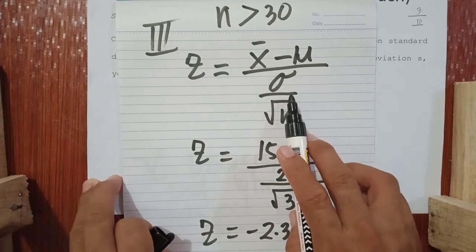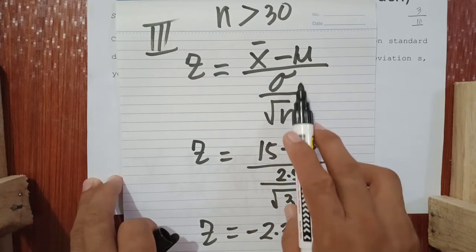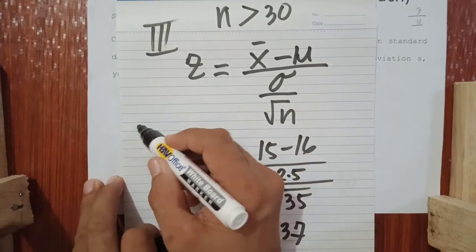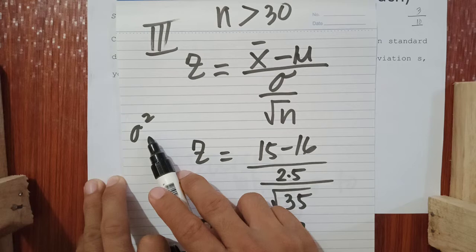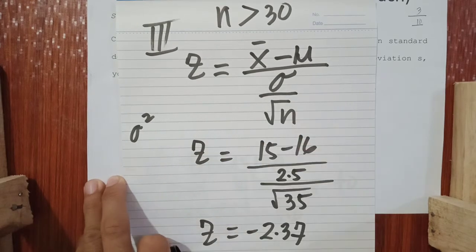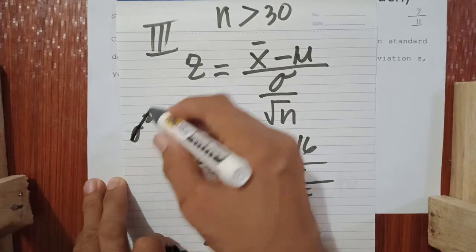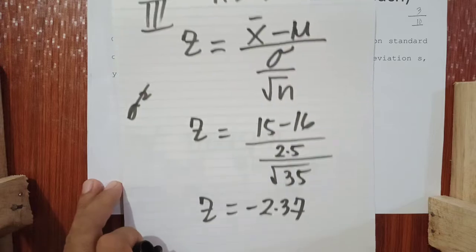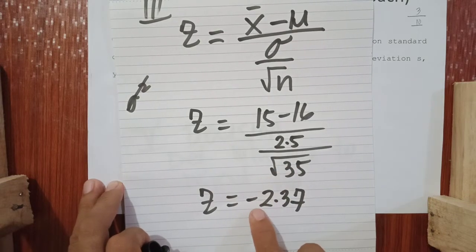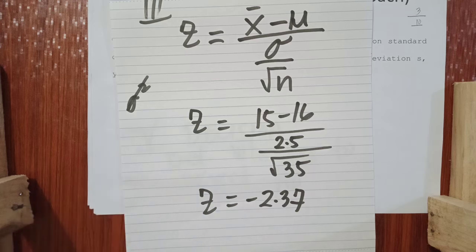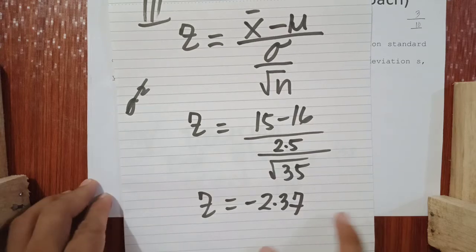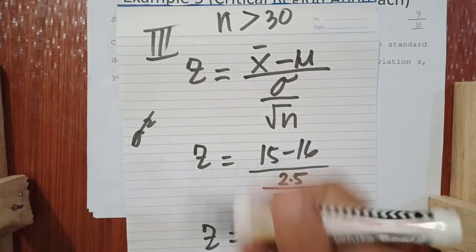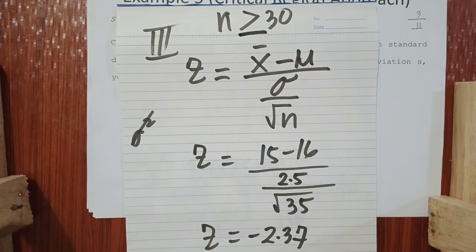Kapag ang given ay variance, ang variance kasi ay ganito symbol. Pagka ganito, kunin mo yung square root of the variance, ito yung standard deviation. Pero dahil ang standard deviation na ang given, direct na natin i-substitute. Okay? Ang n is 35. So, in computation, makukuha natin yung negative 2.36. Okay? So, that is our step 3. Compute the test statistic. So, ito yung z natin.